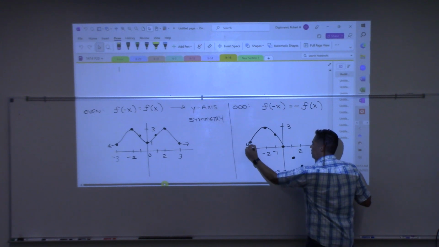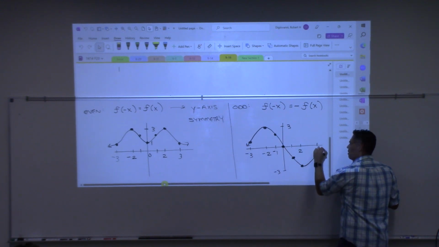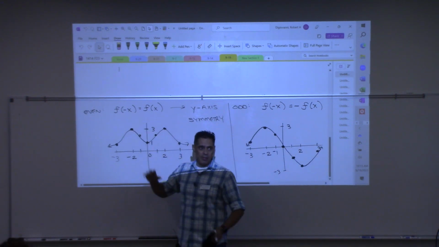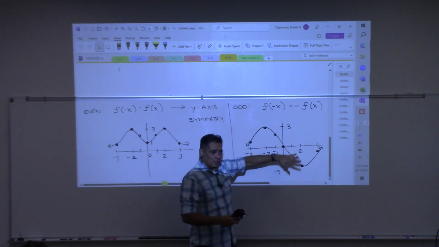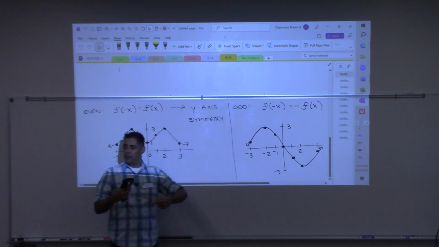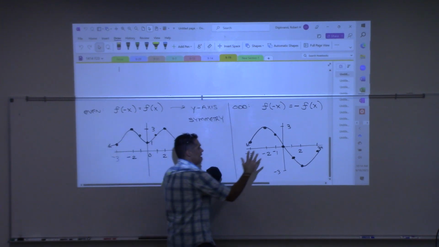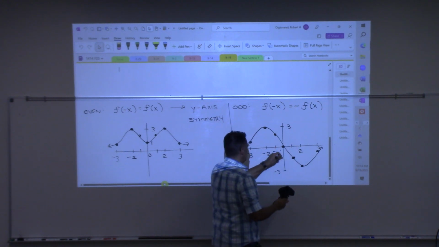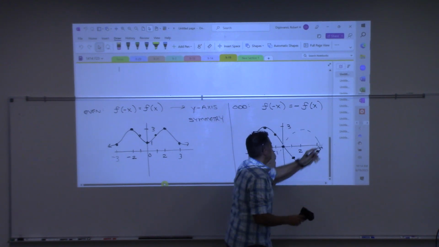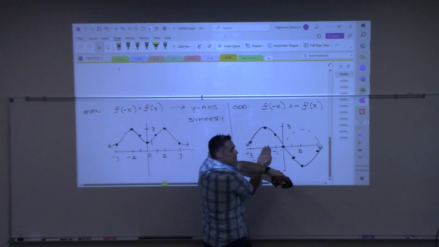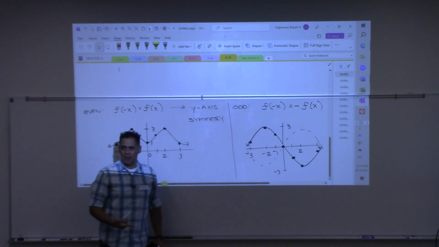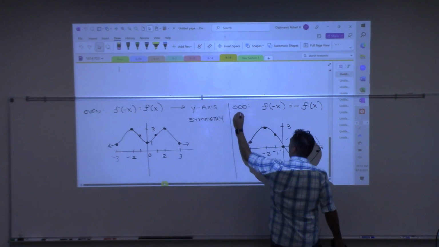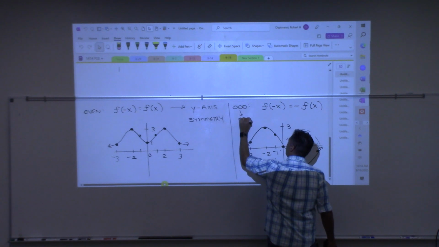If I connect this, we've got, this is not y-axis symmetry, right? It's not x-axis symmetry. It's the origin symmetry. This is the double symmetry, right? If I reflect this over, it would do this. That's y-axis. And now flip over the x-axis and you're going to land right on top of yourself. So all odd functions are origin symmetry.